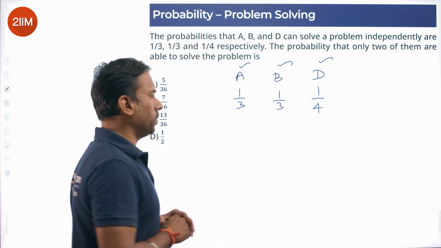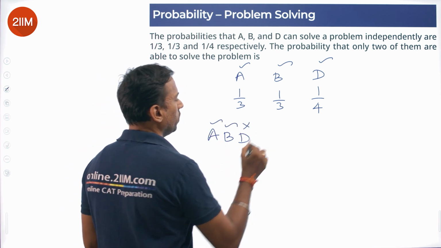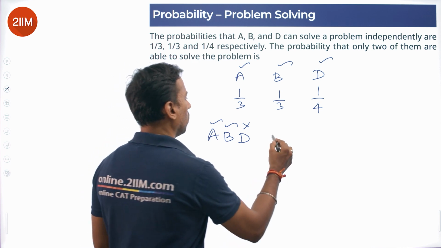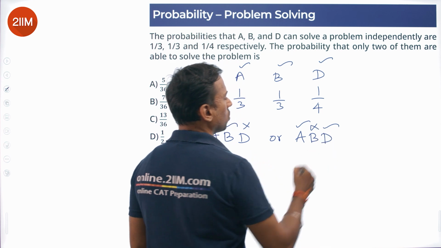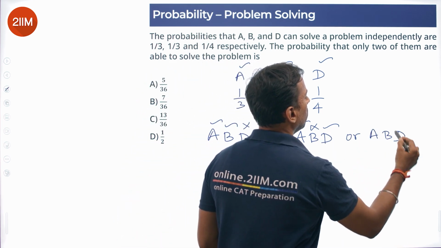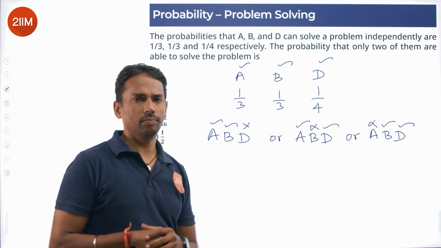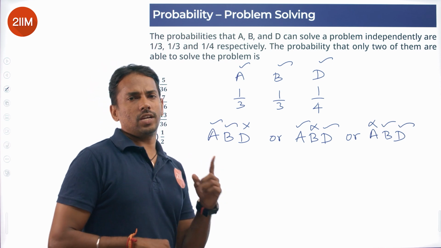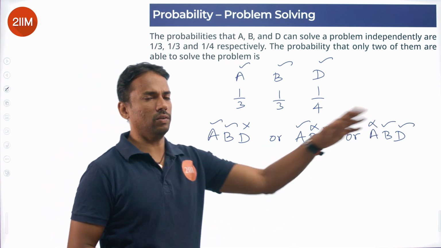That's the meaning. That means it could be A solving, B solving, D not solving. Or out of A, B, D, it could be A and D solving, B not solving. Or it could be B and D solving, A not solving. So we have 3 cases here. In each case we are making one of them not solving, the other 2 are solving. So it can happen in 3 different ways.